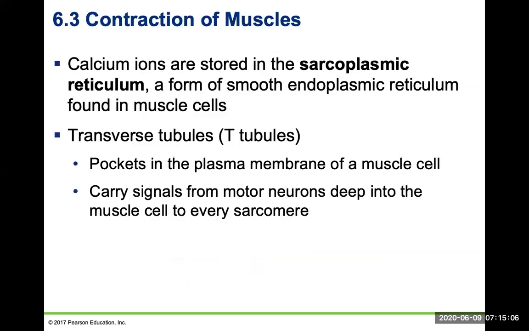Calcium ions are stored in what we call the sarcoplasmic reticulum. Transverse tubules are pockets in the plasma membrane. They will carry the signal of a motor nerve cell deep into the muscle cell to every sarcomere.